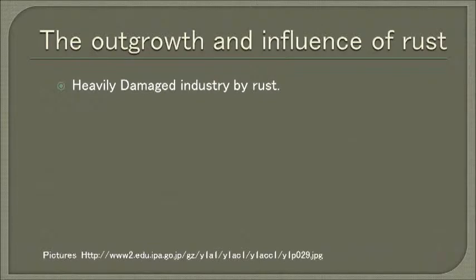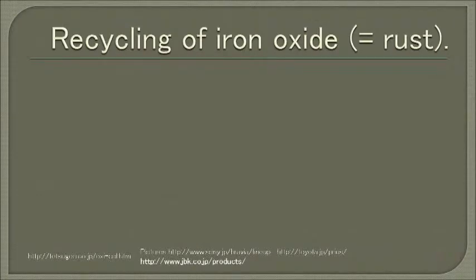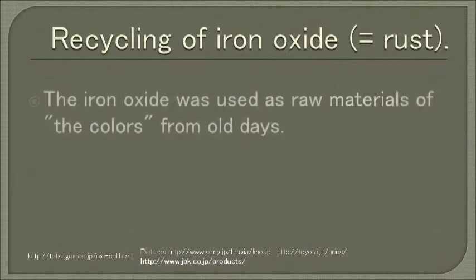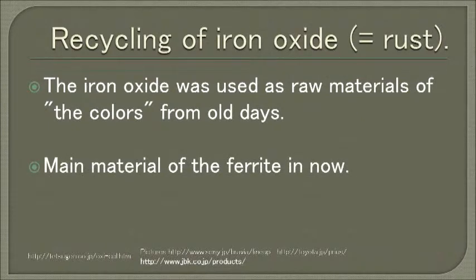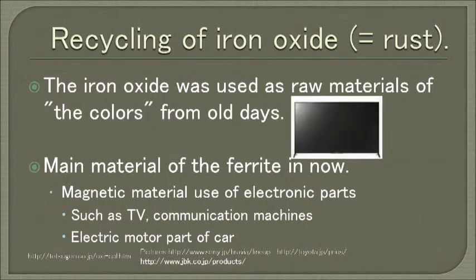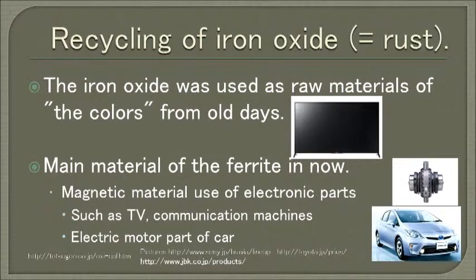The outgrowth and influence of rust. For industry, rust causes heavy damage. Rust makes slight environmental change, so management is very important. Recycling of iron oxide. Something which has rusted is now reused by recycling. The iron oxide has been used as raw material for cars from old days. The range of possible recycling of rust has become wide. The iron oxide is used in electronic parts such as TVs and parts of cars.